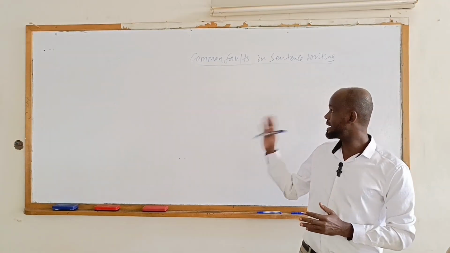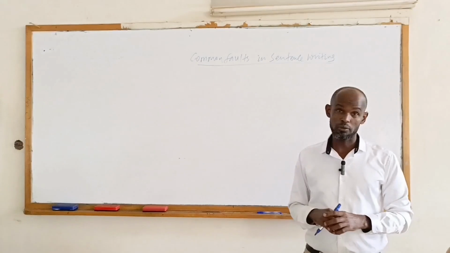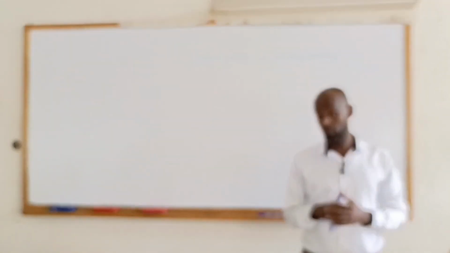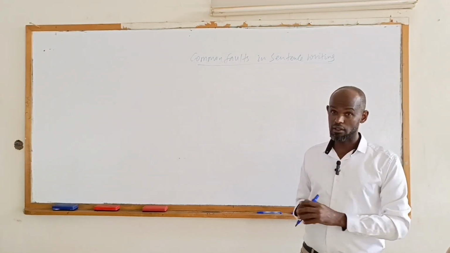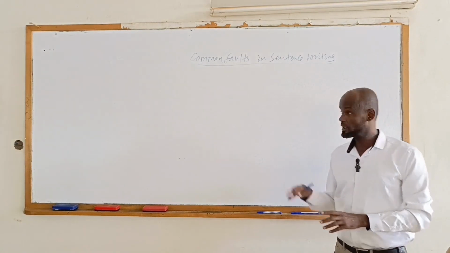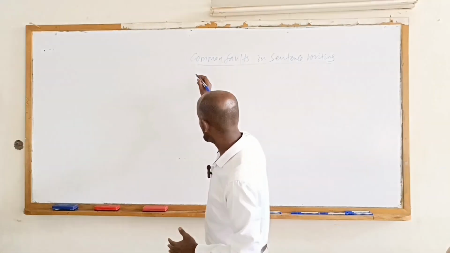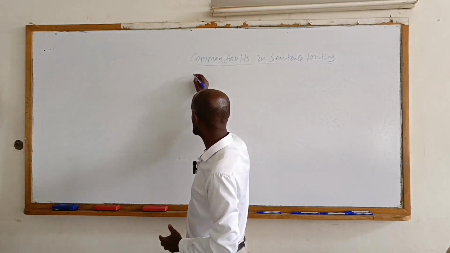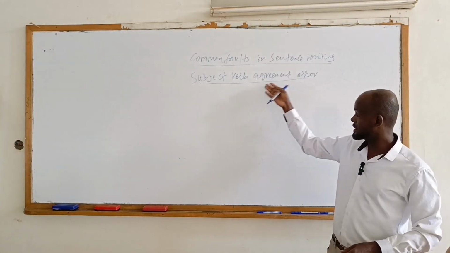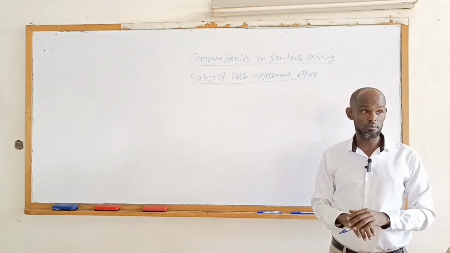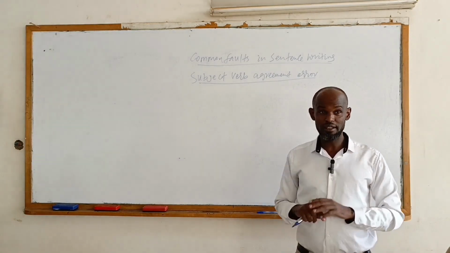So there are some common errors. We may be familiar or we may not be familiar with them, but in our class today, we're going to see some of them. The first common error in sentence writing is subject-verb agreement error, or subject-verb disagreement. This is the common error in sentence writing.